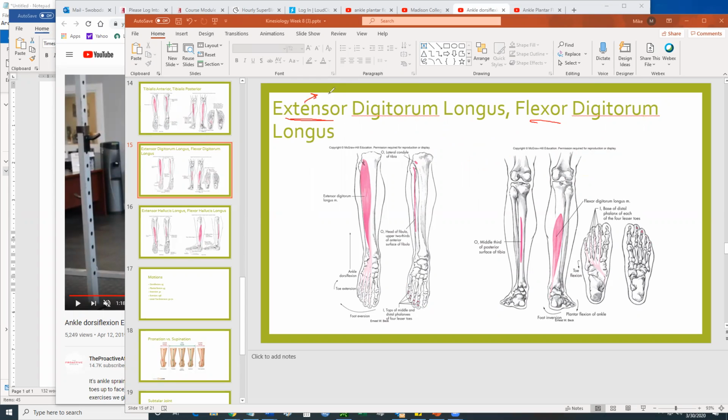So toes up, flexor, toes down. So if my foot is flat on the ground and I use my extensor muscles, I'm pulling my toes up into the air. If my foot is flat on the ground and I use my flexor muscles, I'm curling my toes. So real simple for that.